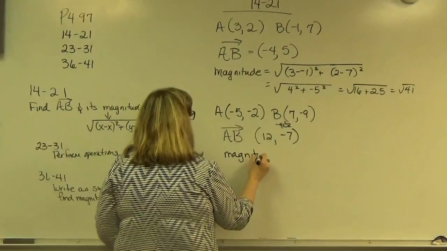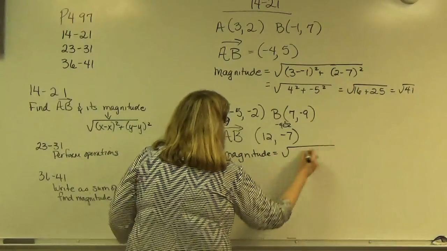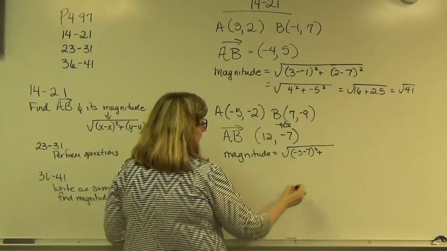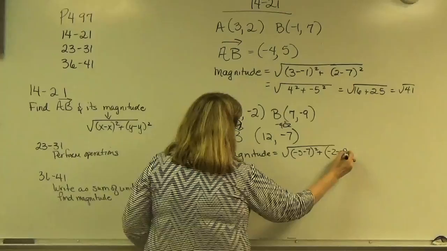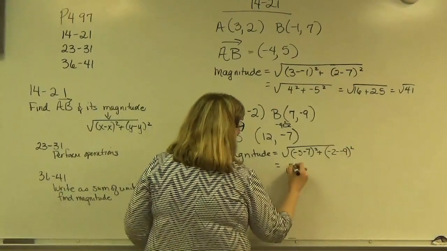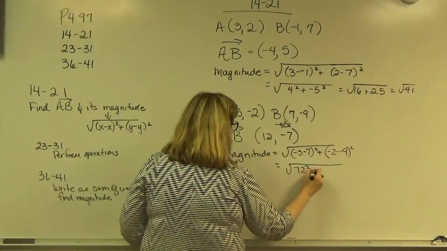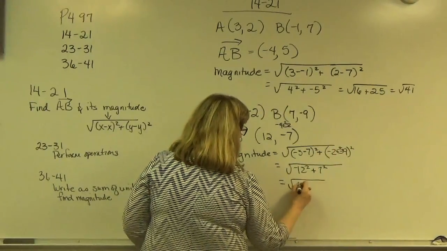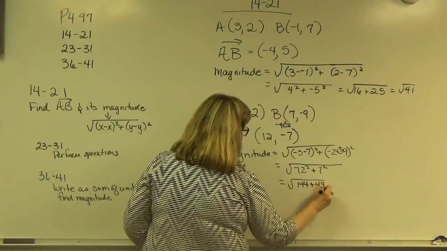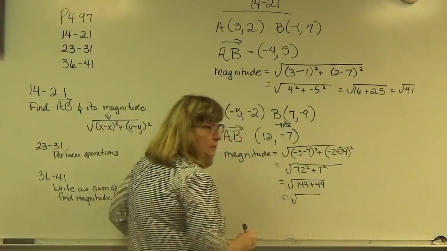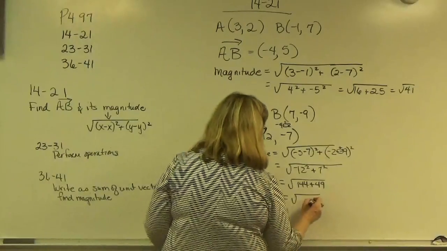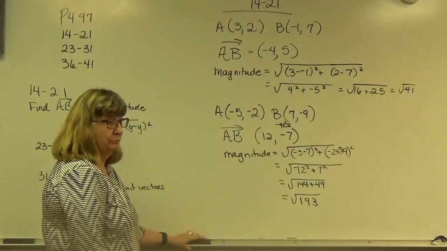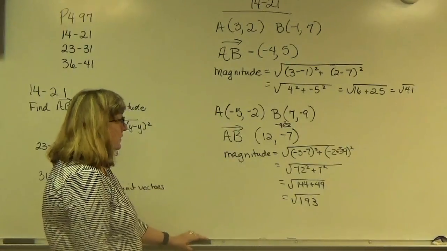Magnitude. Richard, what are my x's? Negative 5 and 7. So negative 5 subtract 7. What are my y's? Negative 2 and negative 9. So I'm going to end up with negative 12 squared plus 7 squared. 144 plus 49. Now, if your radicals can be simplified, I do expect you to simplify. 193. Everybody concur? And I don't think anything goes into that.